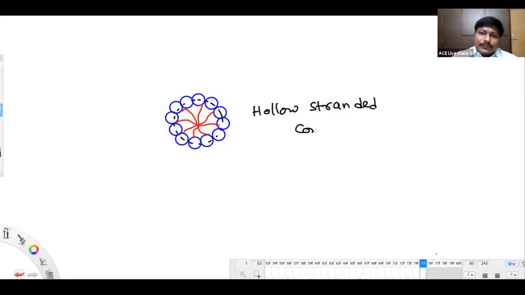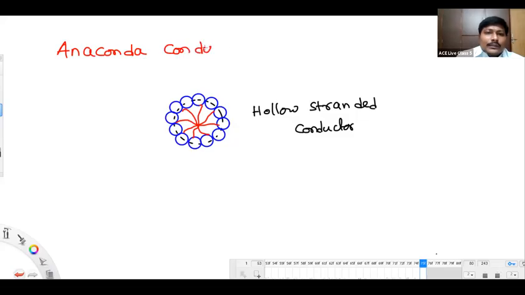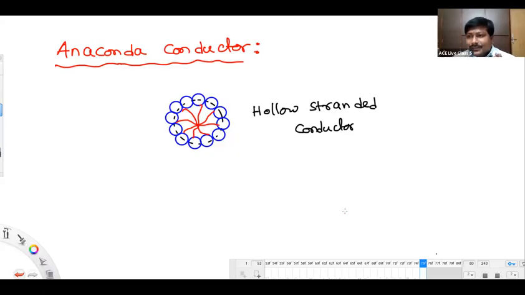Stranded conductor. And this is going to be called most of the time an Anaconda conductor. It was made by Anaconda Wire and Cable Company in the United States, right? It's also an animal name, indicating that this conductor is of large size. Anaconda, in the sense, it's a very big size.